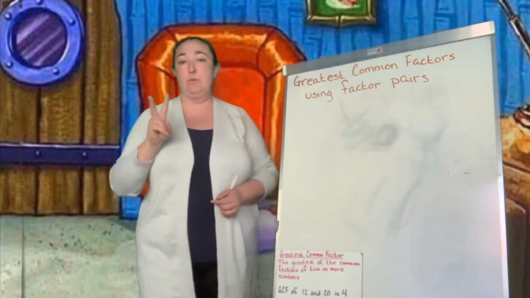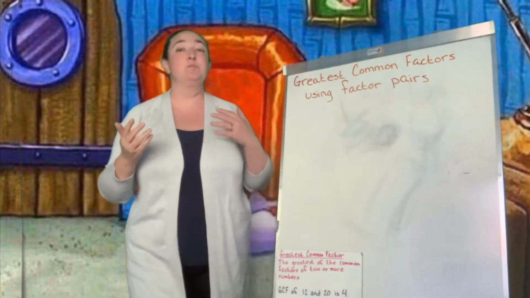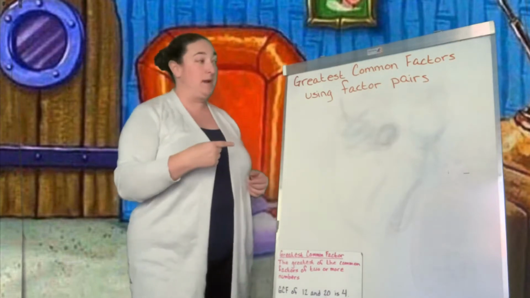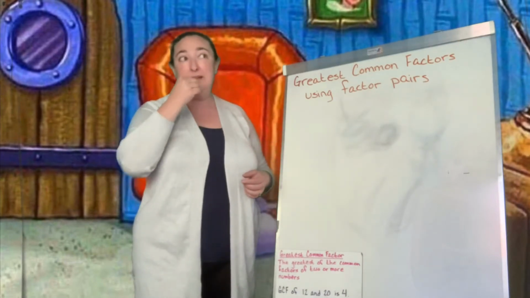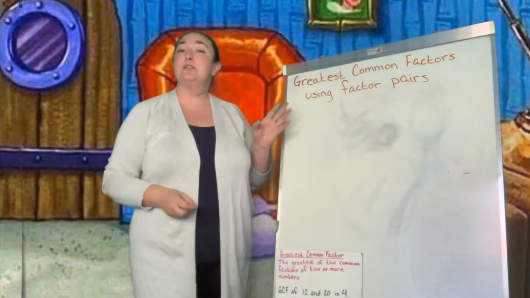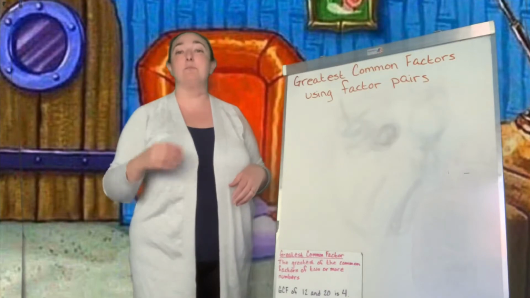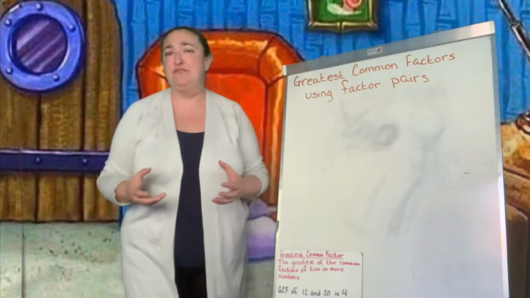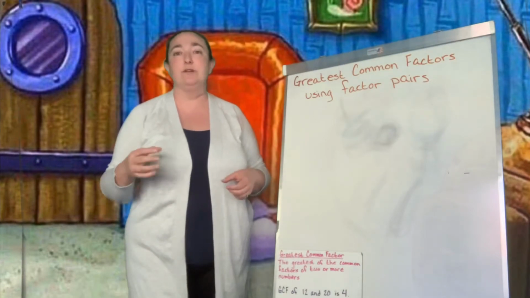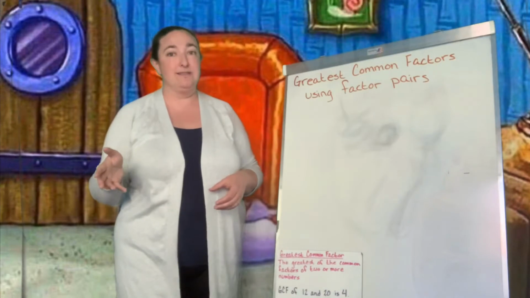Now there are two different ways that we can do greatest common factors. We can use factor pairs or we can use prime factorization. Today I'm going to do a video on factor pairs, and then I'm hoping to get the prime factorization video out today as well. Factor pairs is going to be a better way to find common factors for numbers that are smaller, so under 50. If you're having to find greatest common factors for numbers that are bigger than 50, you're going to want to use factorization.